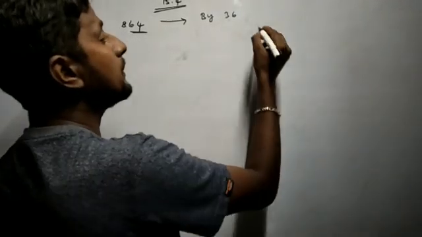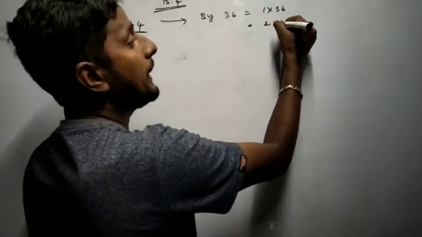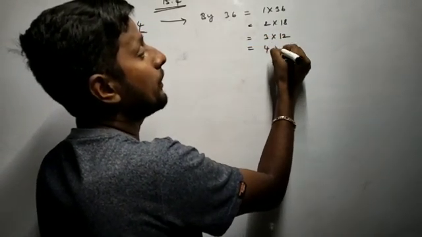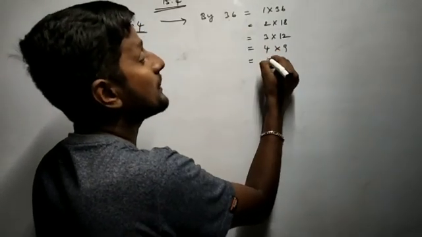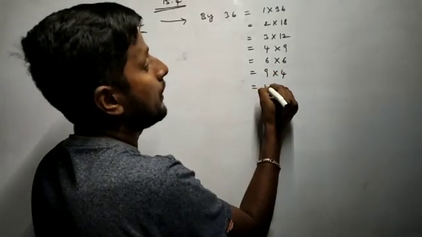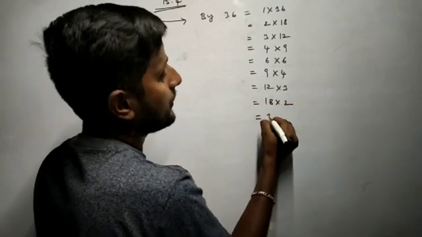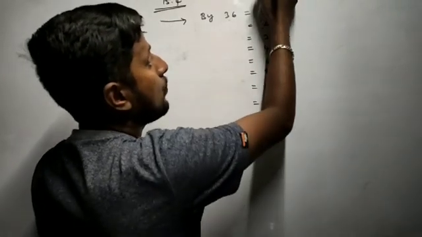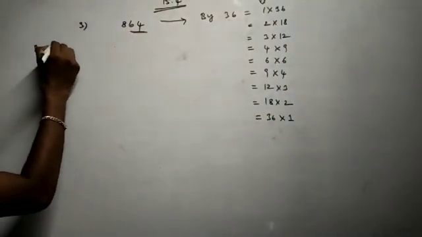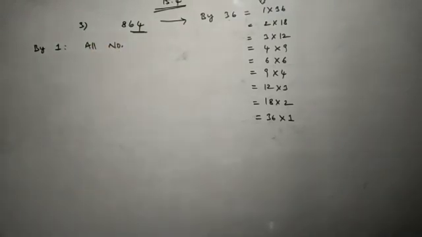Yeah. So factors: 1 into 36. 36 is divisible by 2 also, 18 times. It is divisible by 3 also, 12 times. 4 9s are 36, not divisible by 5. 6, yeah, 6 6s are 36. Next, beta, 9 into 4, 12 into 3. Next, 18 into 2. Next, 36 into 1. Okay. So this set of numbers are the factors. Okay. So by 1, all numbers are divisible by 1. No need to write specially, right?